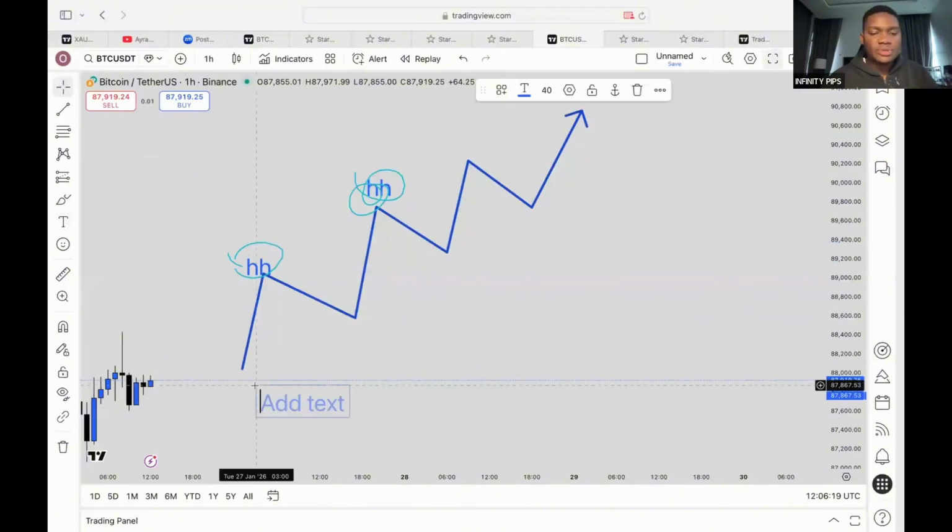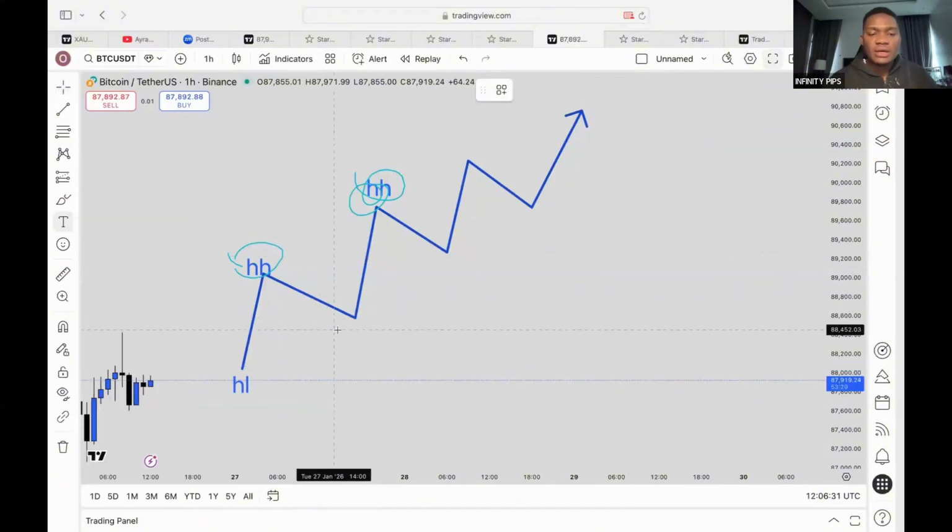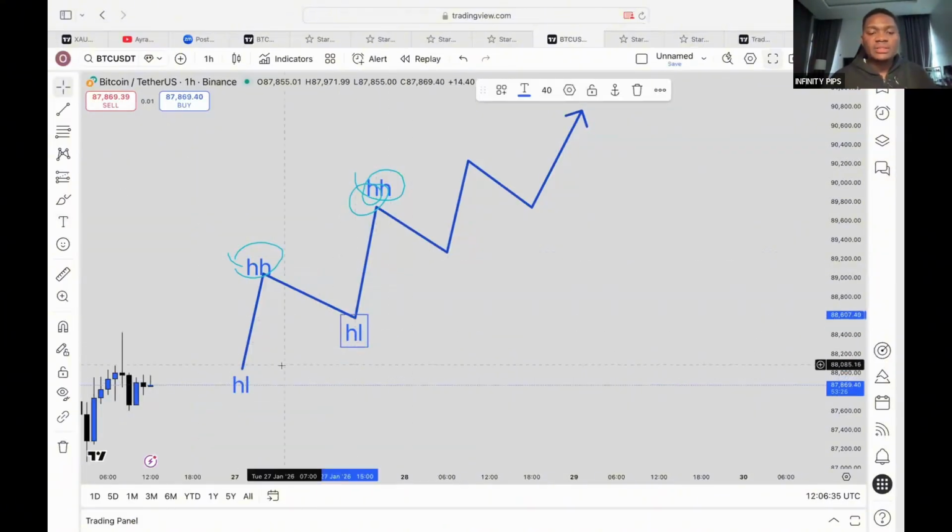Here, this is a higher low. Just in case you don't know that, I know some of you already know this, but no problem. This is a higher low, this is another higher low as well, and this is another higher low here as well. It simply means that this one is higher than the previous low. So this is a higher high. The upside is higher high, and the downside is higher low.